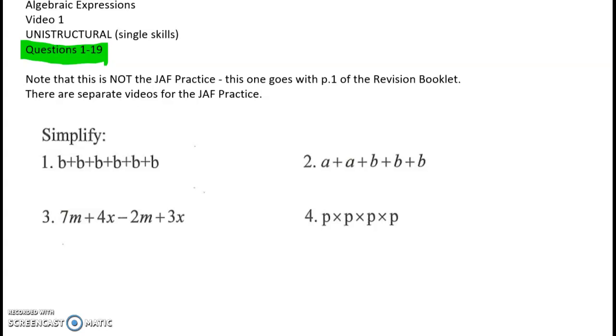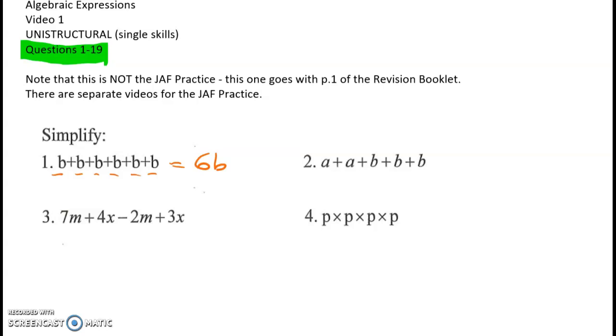19 questions. So the first 3 questions that we've got here are all about like terms. And they're about like terms because I'm asked to add different terms together, right? So here I've got B plus another B, another B, another B, another B, and another B. So because those are all the same variable, I can add them together, right? So I've got 1, 2, 3, 4, 5, 6 of them. So that gives me 6B.